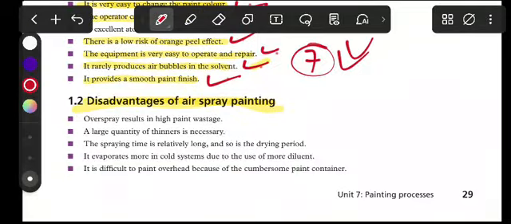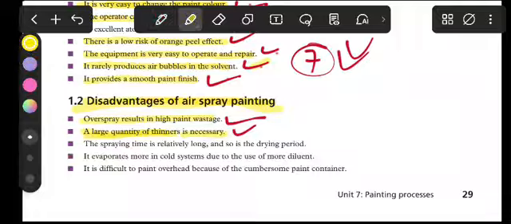Disadvantages. Overspray results in high paint waste. That is a nice point. A large quantity of thinner is necessary, right?